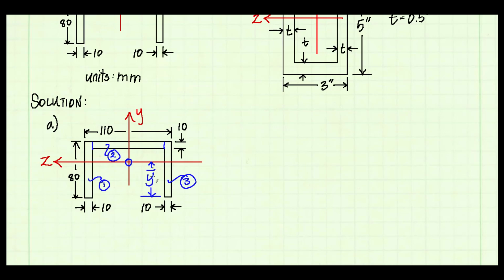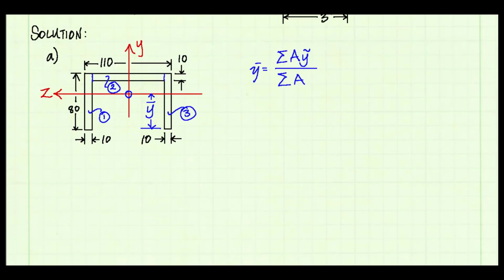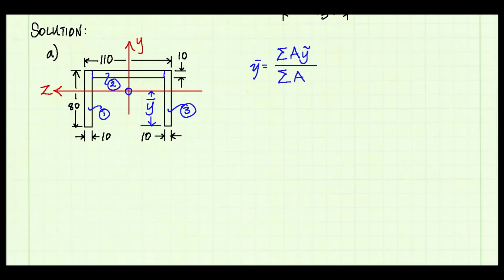So I've shown y bar, that's the dimension I need to find. Another option is to take the outside rectangle and subtract off the inside rectangle. That is another option, though I'm not going to use that one. And this is the equation I'm going to use to find y bar. And to solve this problem, I'm going to use a table. It may not be totally necessary for this simple problem, but I thought I would do it anyway as a review.